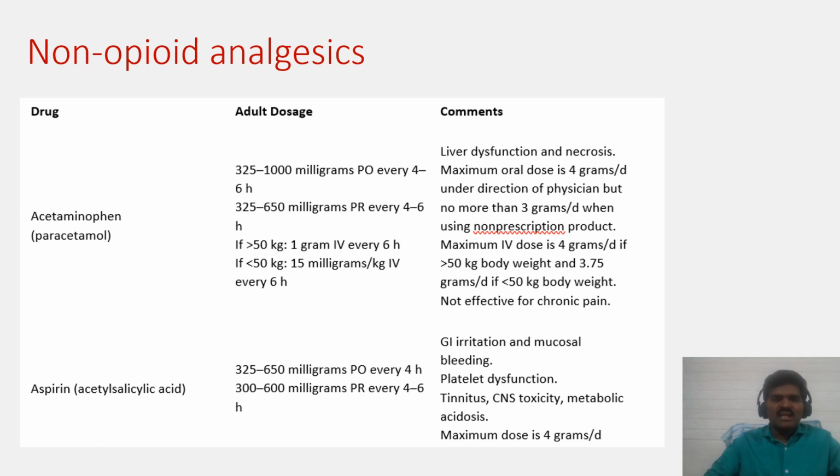The next choice is aspirin, again 325 to 650 milligrams per oral every 4 hours, or 300 to 600 milligrams per oral every 4 to 6 hours. It can cause GI irritation, mucosal bleeding, platelet dysfunction, tinnitus, CNS toxicity, and metabolic acidosis. Normally it is used as an antiplatelet agent, not as an analgesic.